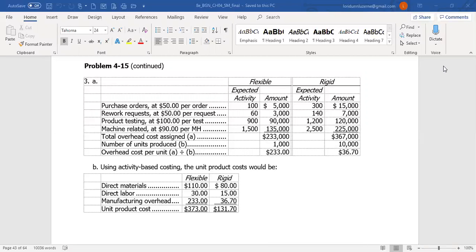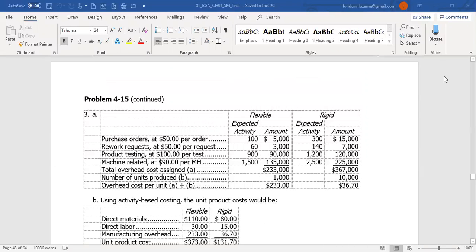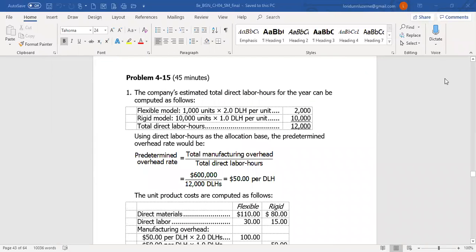Now, let's go back up. To compute that, we're first going to look at how many hours we're going to be using for the flexible model. So 1,000 units, 2 hours of direct labor time, so 2,000 hours. The rigid model will be producing 10,000 units, 1 direct labor hour per unit, 10,000 hours. So the overall total direct labor hours are 12,000.